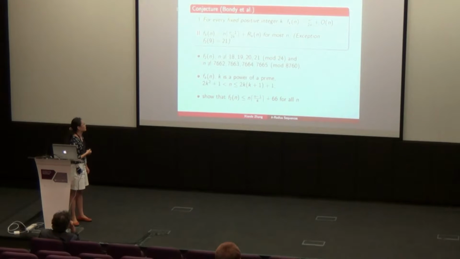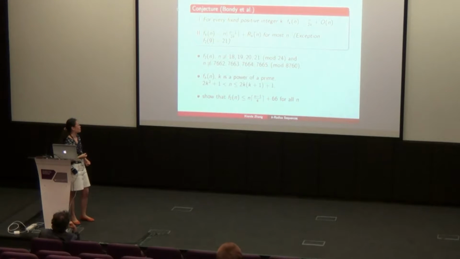So in their paper, I think there are 3 conjectures, but I'm interested in these 2 conjectures. The first one is a weak conjecture: for every fixed k, F_k(n) equals n squared over 2k plus big O of n. So the minor term is big O of n. And the second one is a stronger one. They conjecture the lower bound can be achieved for most n.